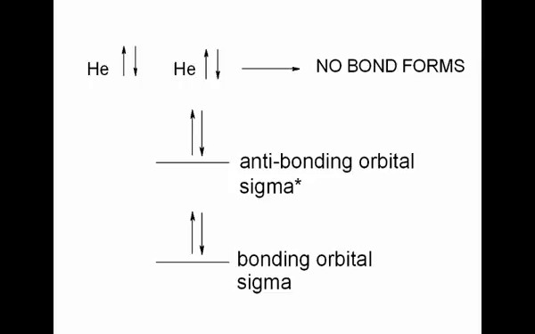But when you bring two helium atoms together, what happens? The first helium atom has 2 electrons, the other helium atom has 2 electrons, so you end up with 4 electrons to place into those orbitals. I put 1 electron here, pair it up, 1 electron there, and pair it up. And now I have electrons in the anti-bonding orbitals, so does a helium-helium bond form? No. Helium won't form a chemical bond because the anti-bonding orbital is filled.